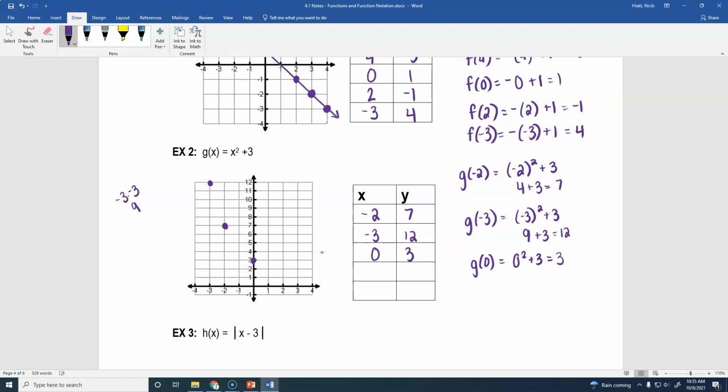Just a number to plug in. What do you want to try? Okay, let's try 1. So g of 1 would be 1 squared plus 3, which is going to give us 4. All right, Katie, what other number do you want to try? 3. So g of 3 is 3 squared plus 3, which is 9 plus 3, which is 12. So 3, 12.